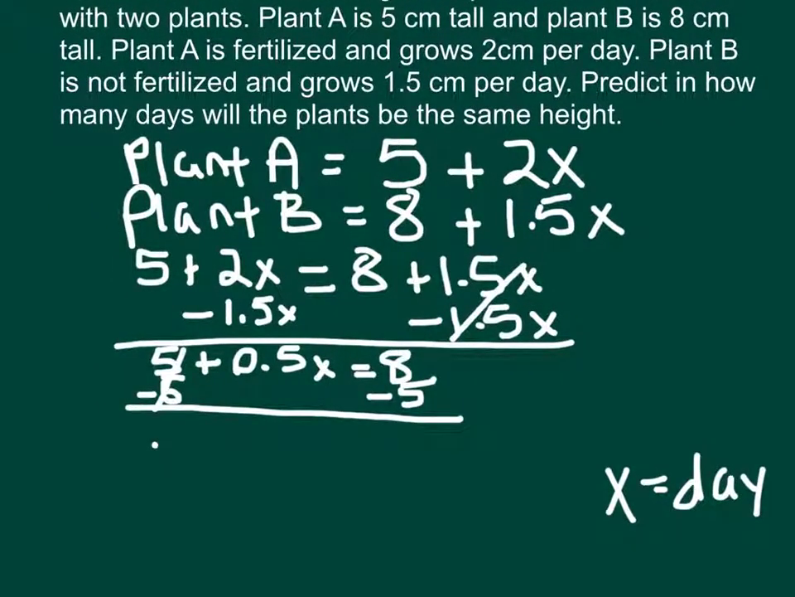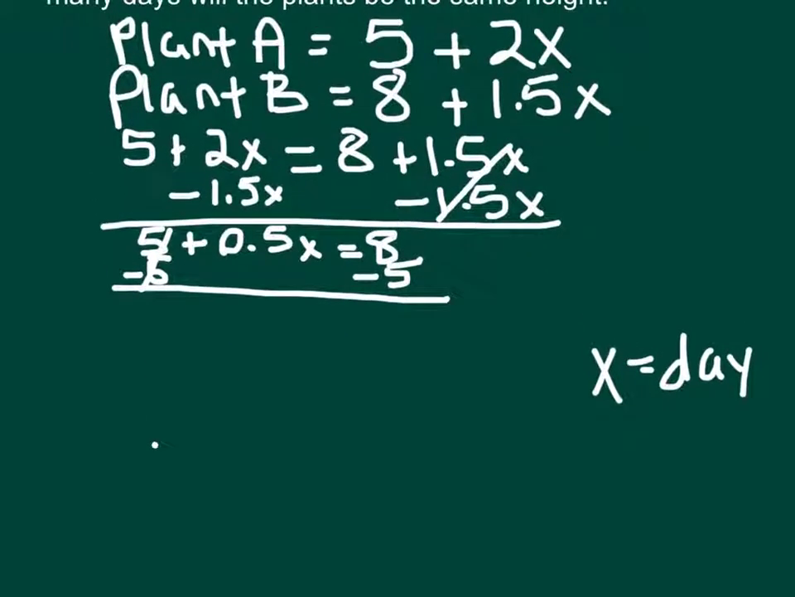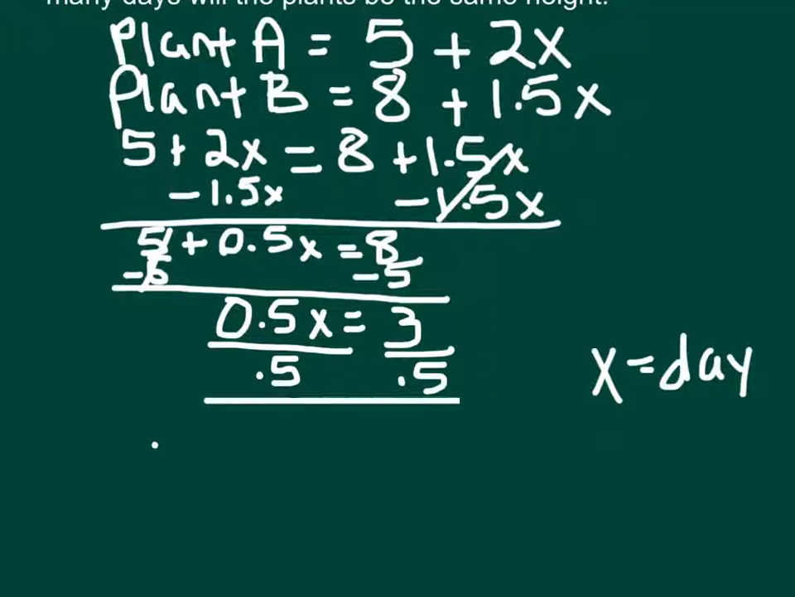Let's move this up some. That gives us 0.5x equals 3, because 8 minus 5 is 3. And then we're multiplying by 0.5, so we're going to divide by 0.5 on both sides of the equation. That leaves us with x equals, and 3 divided by 0.5 gives us 6.